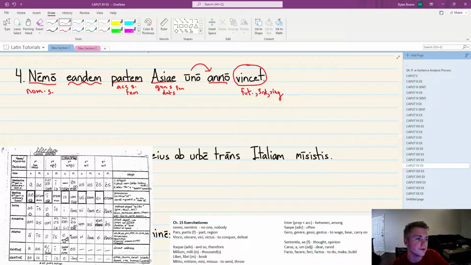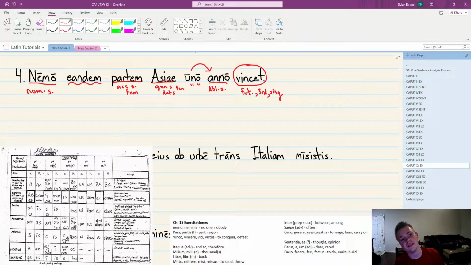Lastly, we have uno anno. Anno is from annus, anni, second declension, a year. That means a year, so it could either be dative or ablative. Typically, when we see anno on its own, and we've just learned about ablative of time when, we can call that an ablative singular. Uno anno, you can see how the adjective agreement works out there.